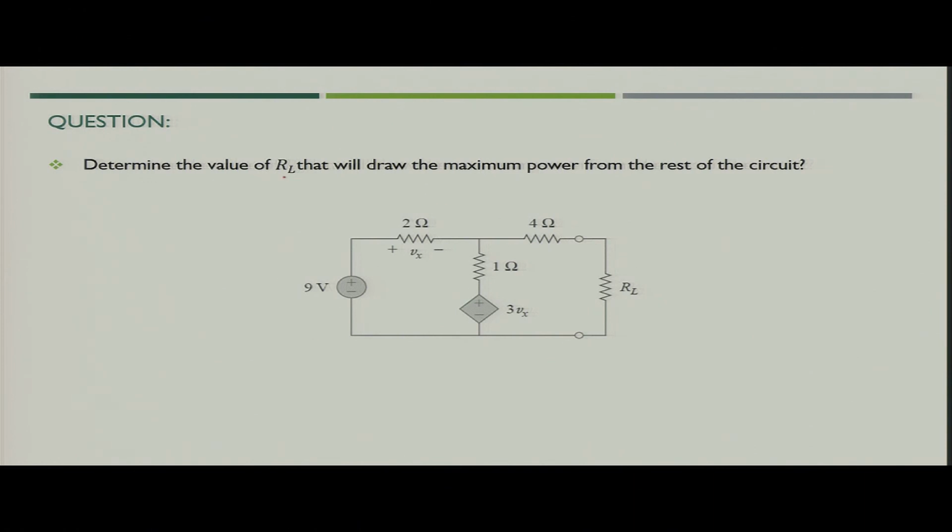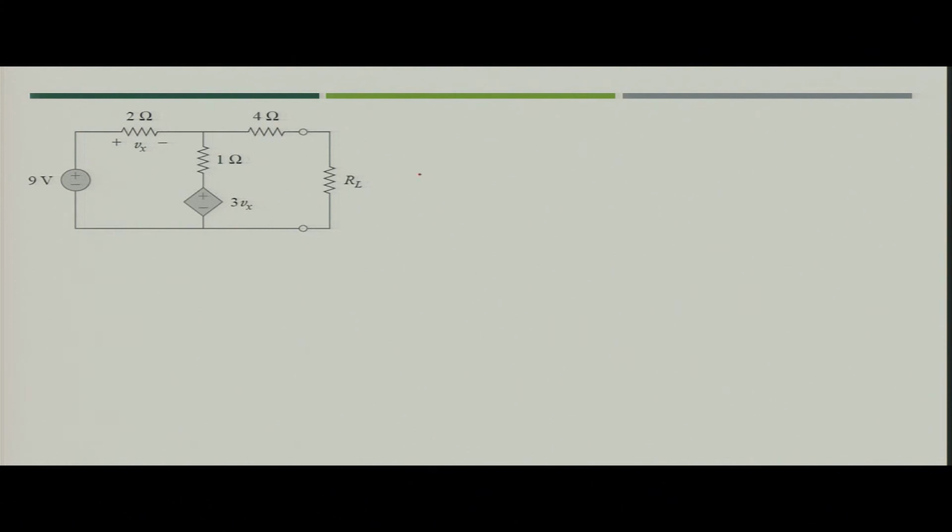We have to find out the value of R L, which will draw the maximum power from the rest of the circuit. So, this would be the rest of the circuit. What you have to do is find out the value of R T H and V T H. So, what would be the value for R T H? What you are going to do is simply short circuit this. So, you will get a circuit like this in this case.